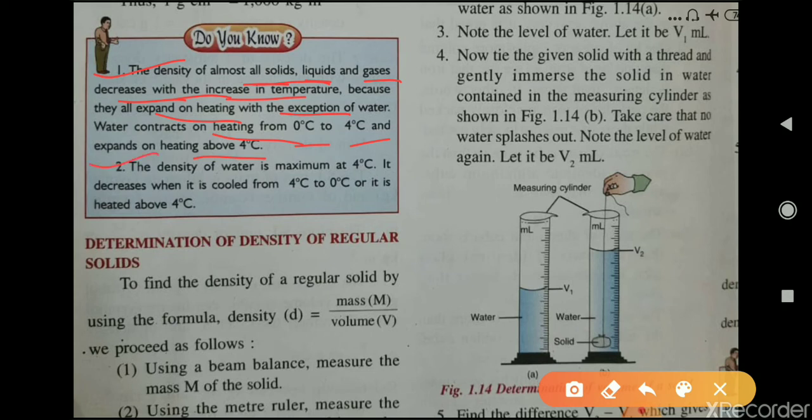Now, the density of water is maximum at 4 degrees Celsius and it decreases when it is cooled from 4 to 0 degrees Celsius or heated above 4 degrees Celsius.